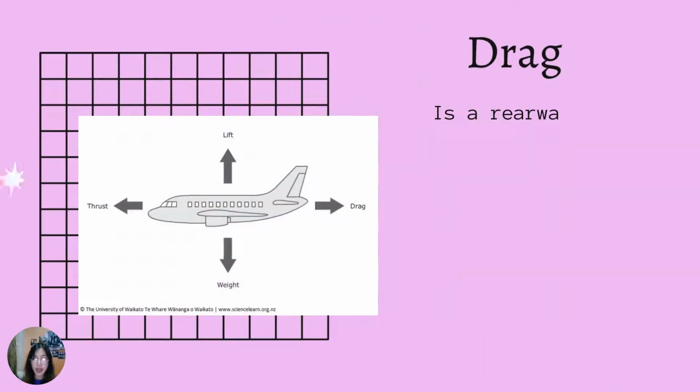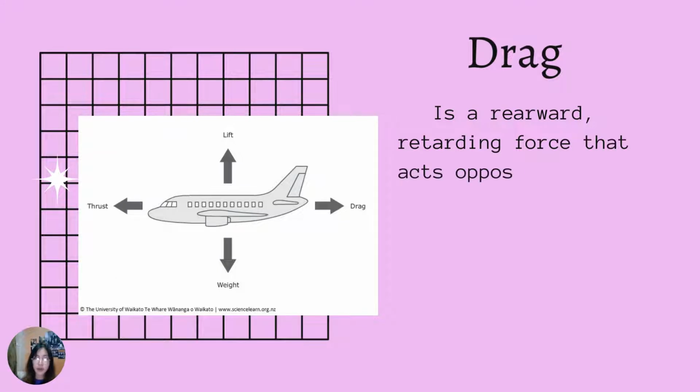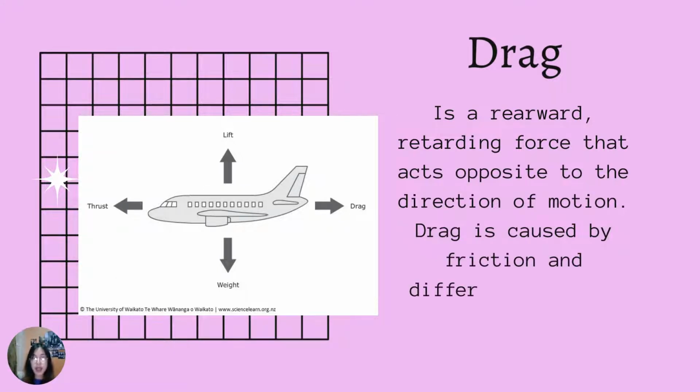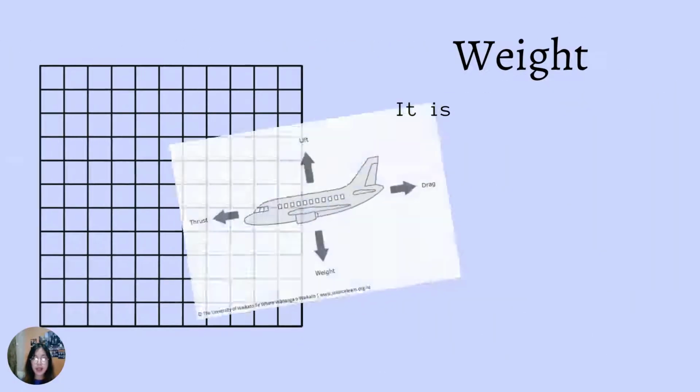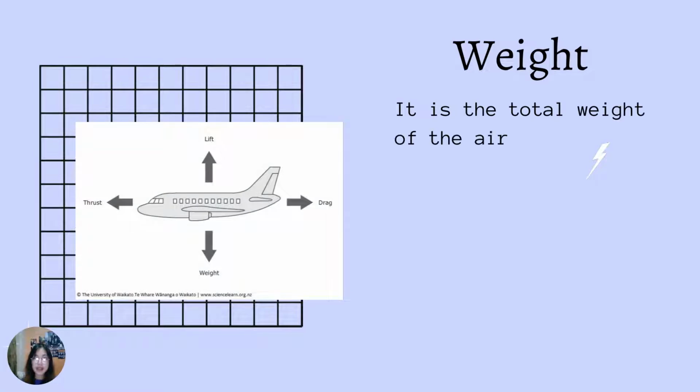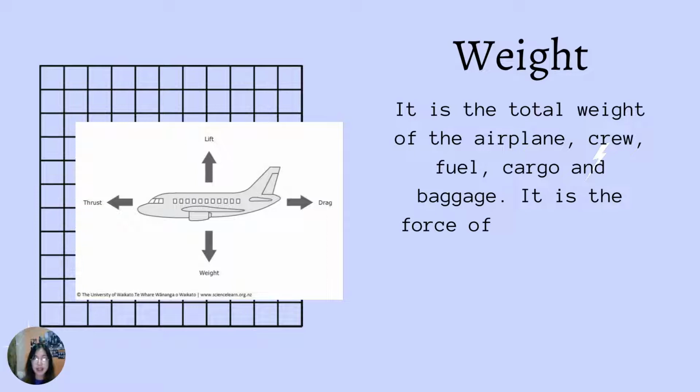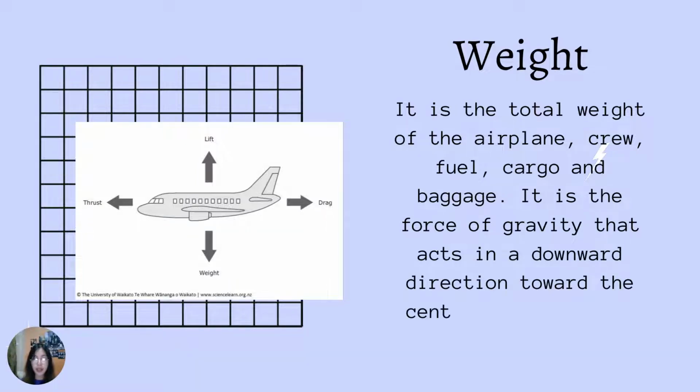Next one is the drag. Drag is a rearward or retarding force that acts opposite to the direction of motion and is caused by friction and differences in air pressure. Next is the weight. It is the total weight of the airplane, crew, fuel, cargo, and baggage. It is the force of gravity that acts in a downward direction toward the center of the Earth.